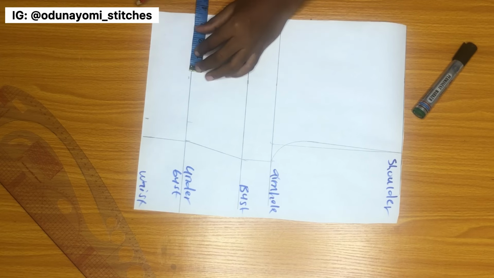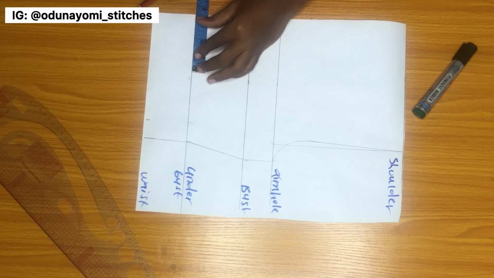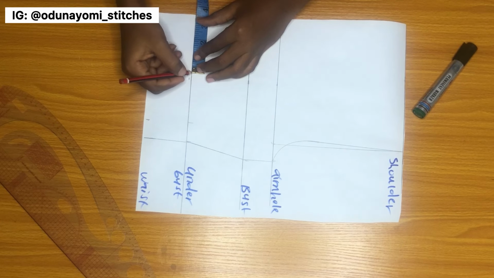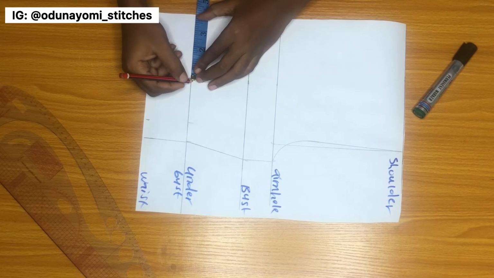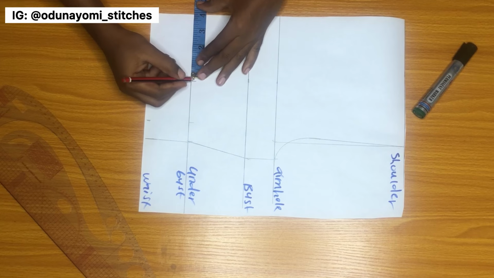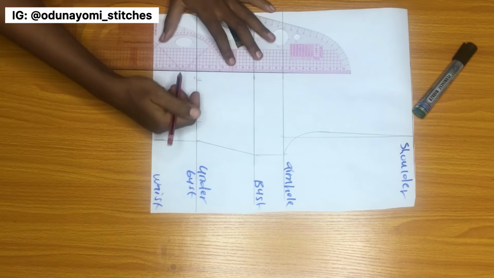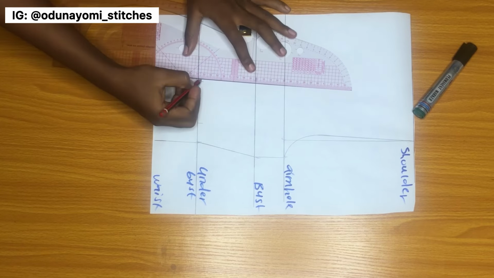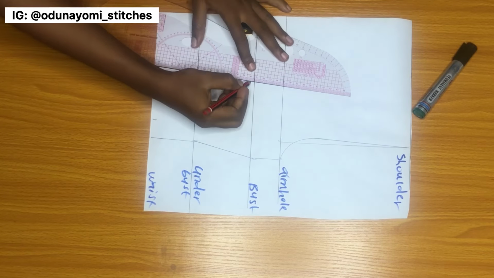So now let's measure the dart allowance. So your nipple to nipple measurement plus ½ inch. My nipple to nipple is 7. So 7 divided by 2, that's 3.5, and plus ½ inch, that's 4. So I just measured 4 at this point. Then I'll rule a line there towards my bust area. I'll extend this line upward towards my bust area.